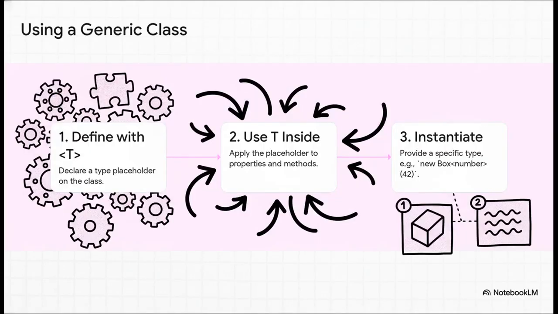And using it is just as easy. Once you've defined the generic class, you just create a new instance by telling it what specific type you want inside the angle brackets. So, new Box<number> creates a box that can only hold numbers. New Box<string> makes one that can only hold strings. You get all the reusability you could want with perfect type safety.